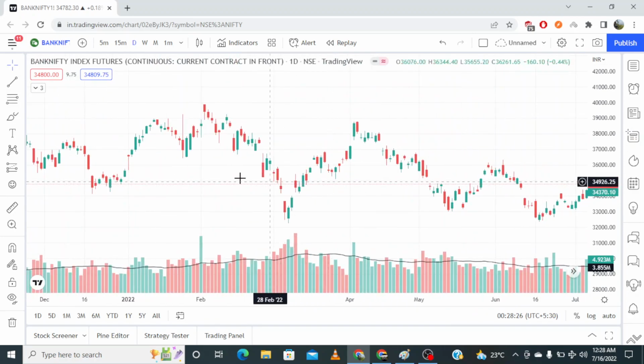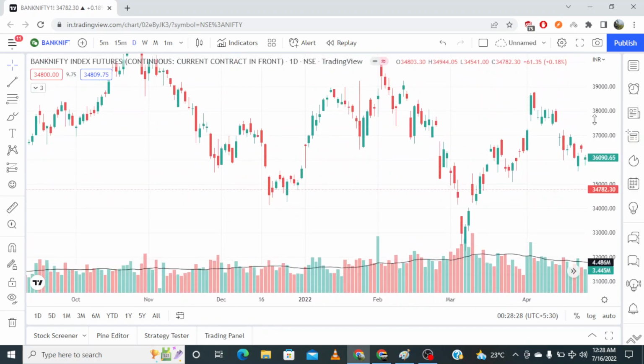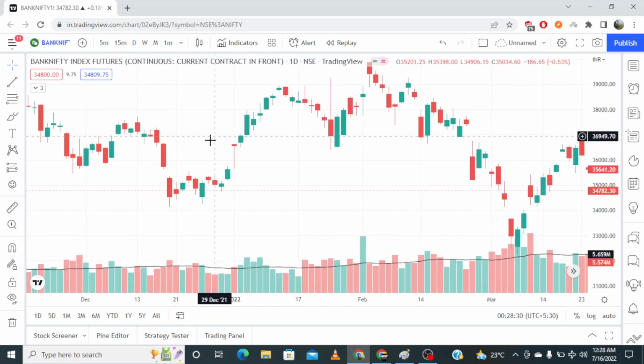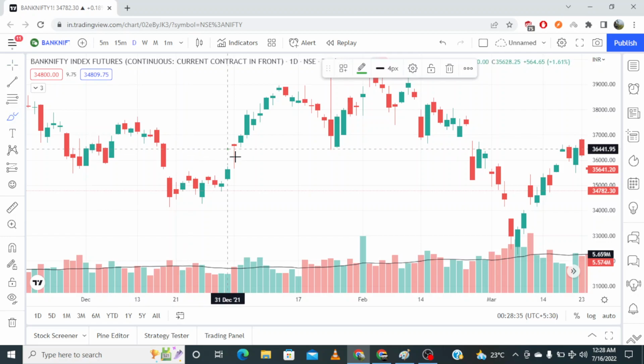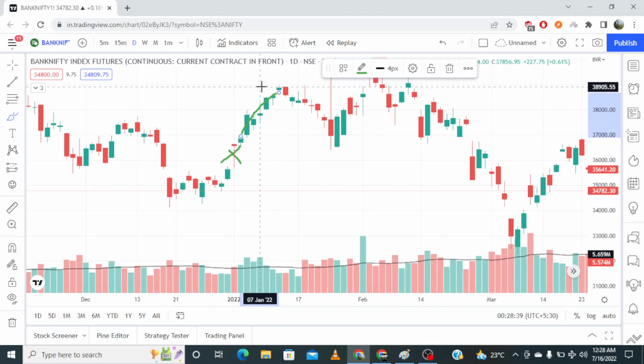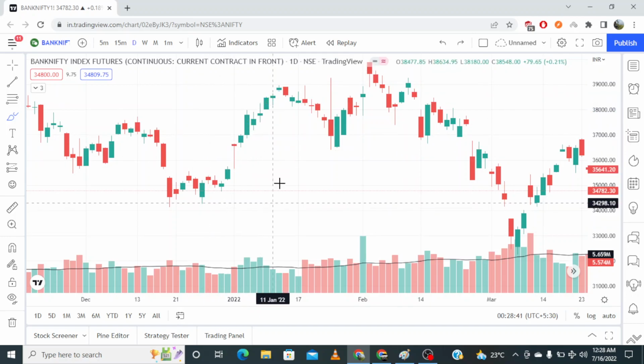Now this is a nice example. This is a hammer, but this is indecisive. I mean, there is no point of this hammer. This hammer is not telling us anything. The market did go up after this, but still this is not the hammer we are looking for.